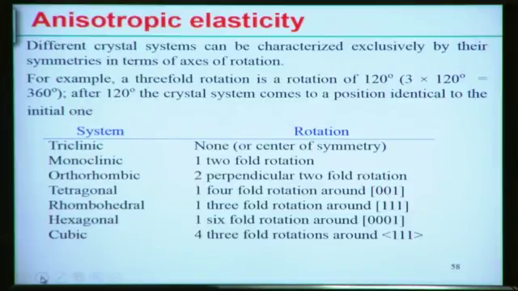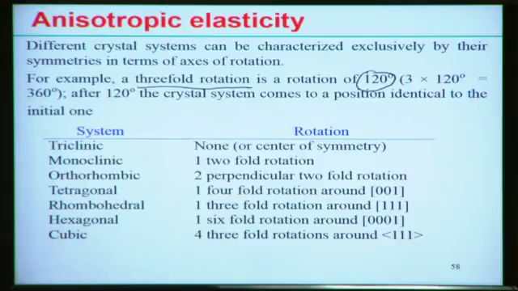So first we need to look into the symmetric nature of the different crystal systems. The symmetric nature we can explain by the axis of rotation. If you look at one example, a threefold rotation is considered as one symmetry if the rotation is 120 degrees.